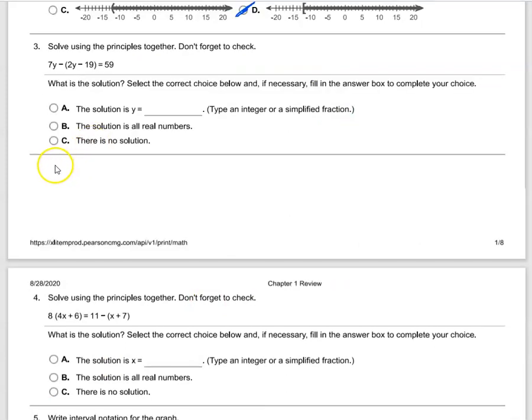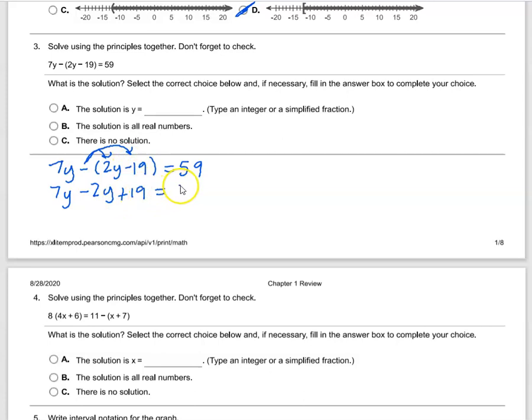So on number 3, I'm going to come down here and write this just so I have a little bit more room. 7y minus 2y minus 19 is equal to 59. So we're going to want to distribute that negative, and know that this means the opposite of whatever's over here. And so we're going to have 7y. This was a positive 2y, and so the opposite would be -2y. And then the opposite of -19 is going to be positive 19.